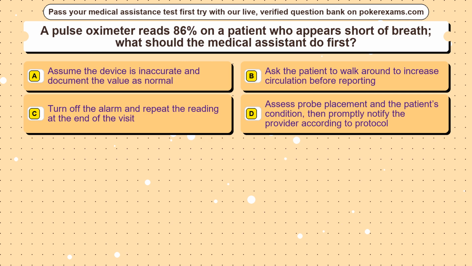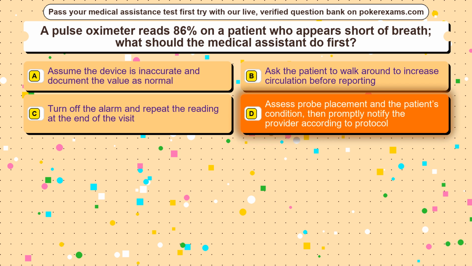Question 81. A pulse oximeter reads 86% on a patient who appears short of breath. What should the medical assistant do first? Option A, assume the device is inaccurate and document the value as normal. Option B, ask the patient to walk around to increase circulation before reporting. Option C, turn off the alarm and repeat the reading at the end of the visit. Option D, assess probe placement and the patient's condition, then promptly notify the provider according to protocol.